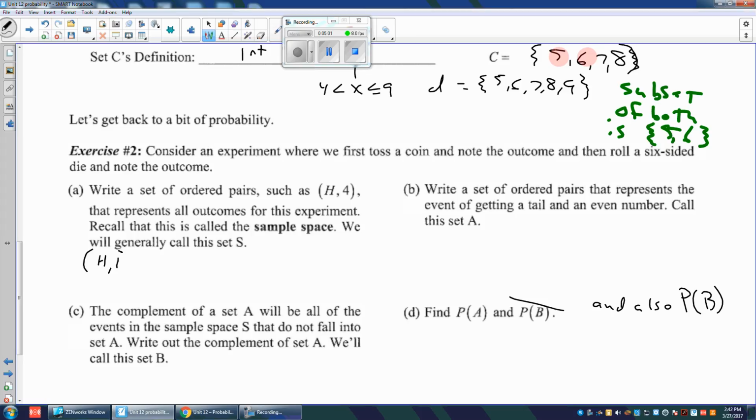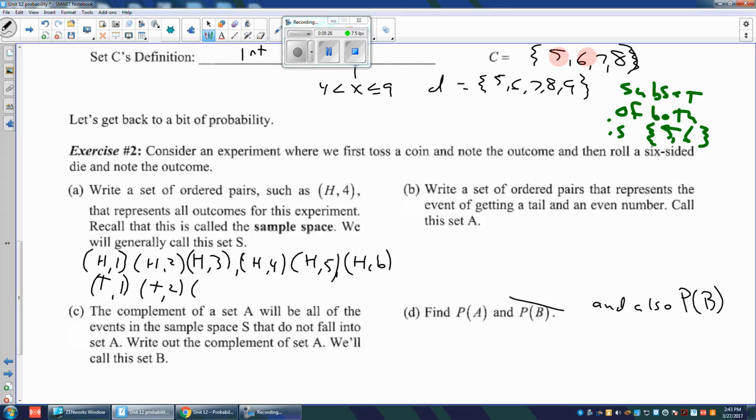Heads 1, heads 2, heads 3. You see the pattern? Heads 4, heads 5, heads 6. Now what am I going to do? All the tails. Tails 1, tails 2, tails 3, tails 4, tails 5, and tails 6. Okay.